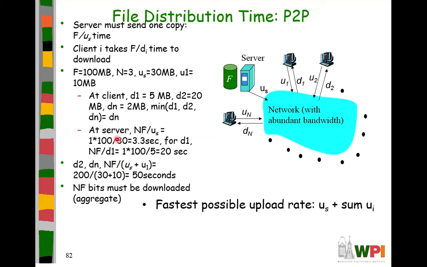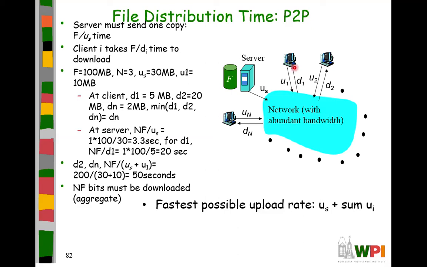Because one file is sent on this link, the time taken on this link depends on 1 into 100. Because one client, the first client, is requesting the file, one copy of the file will be sent. So n is equal to 1, so 1 into 100 divided by 30, because this bandwidth is 30, so it becomes 3.3 seconds. And when the file has reached here, the time from here to here is 0.